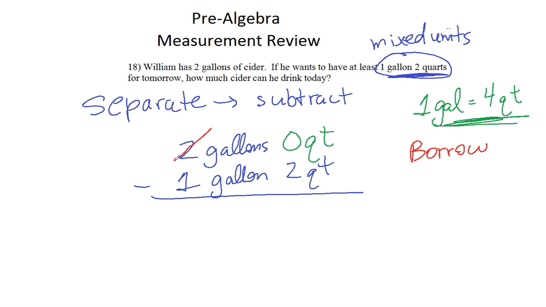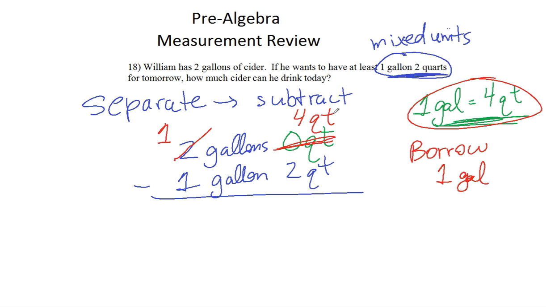It's going to borrow from the 2 gallons. That'll become 1 gallon. We are borrowing 1 gallon. But remember that that is 4 quarts. So here I don't want to say 1 gallon. I want to say 4 quarts, because that's the same as the 1 gallon I borrowed.